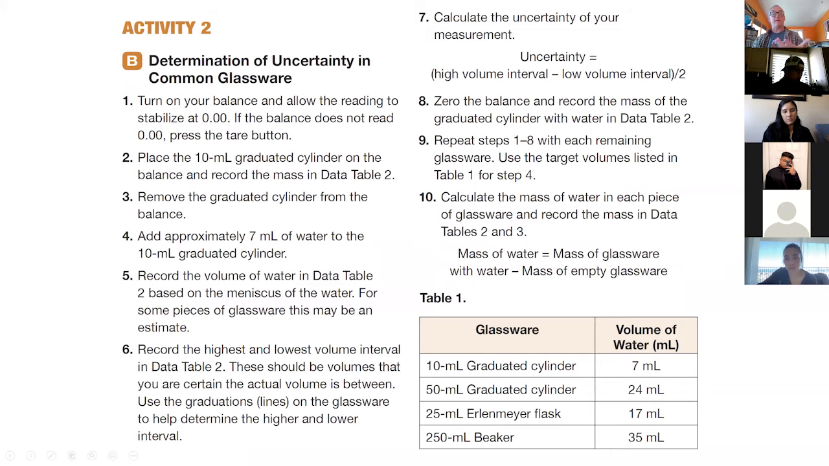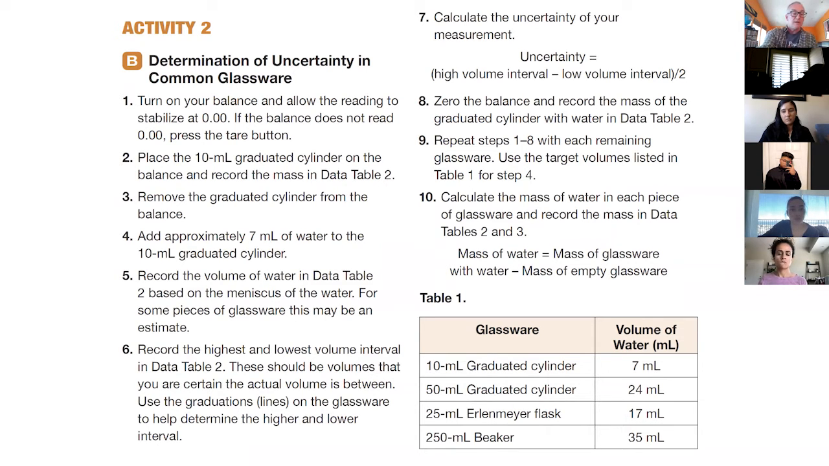So now we're going to figure out the determination of uncertainty in our glassware. This is important to know because we're going to be using the glassware for the rest of the term. We need to know how uncertain our values are. So we're going to be looking at, as I mentioned, the 10 mil cylinder.